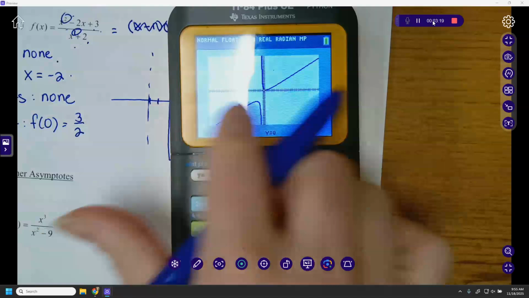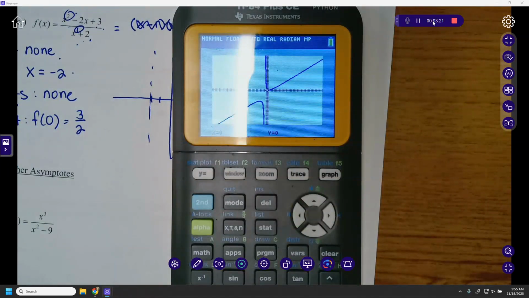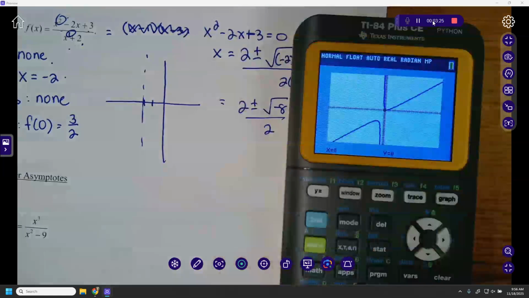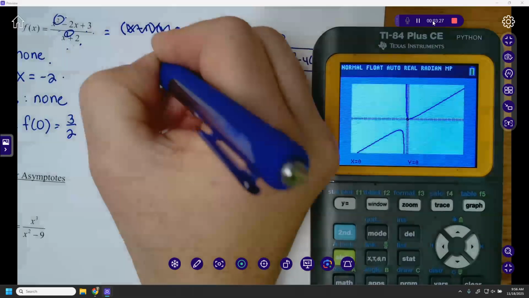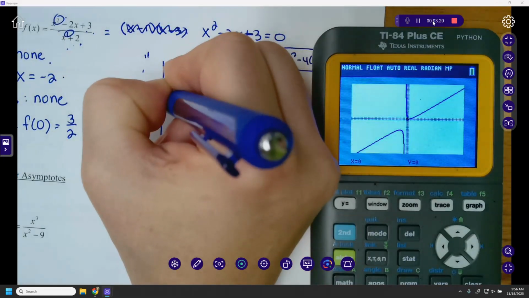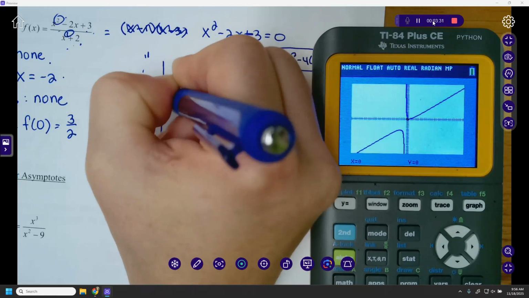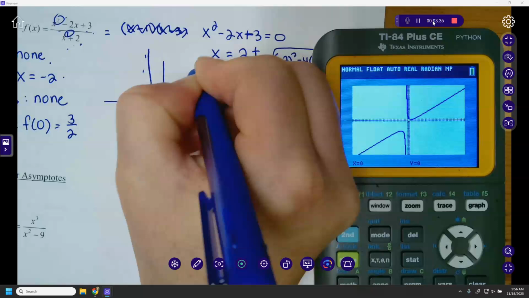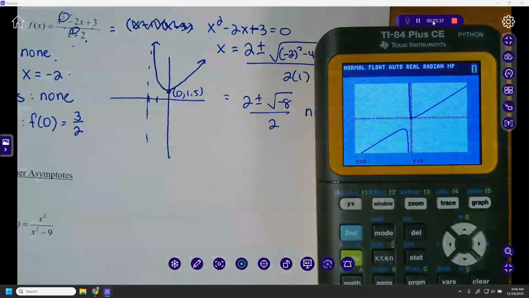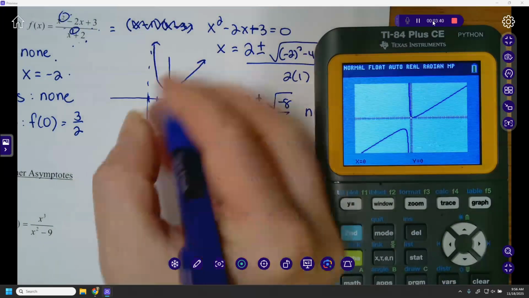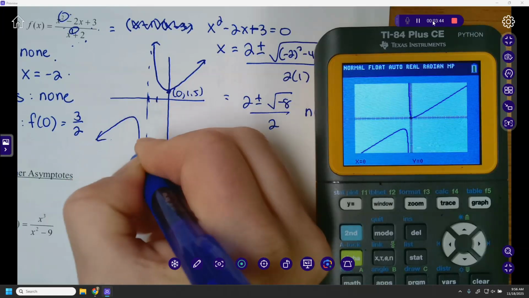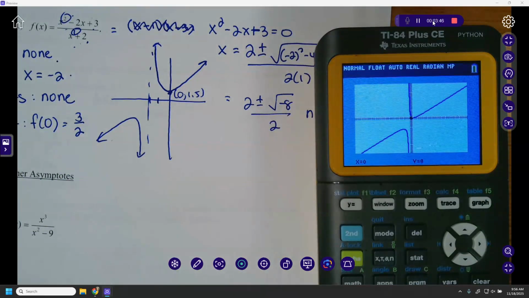The graph is approaching it from both sides, but instead of like U's, they're kind of on this weird angle. Do you see that slant there? Okay, so we have something like this. It goes through 1.5, and then it kind of shoots off like that. And then it does the same thing going the other way. So that would be a picture of my graph.